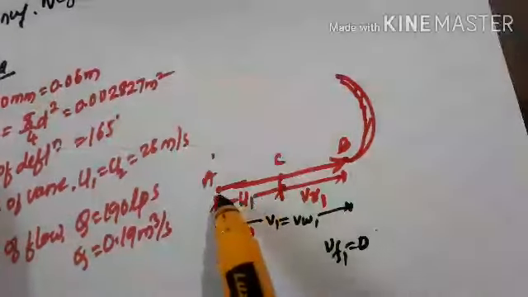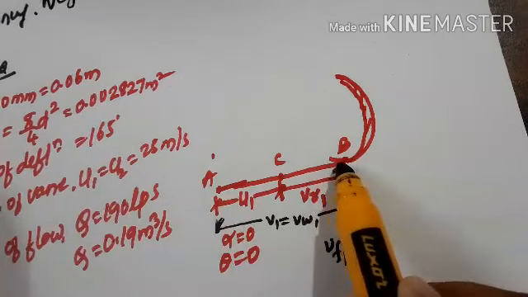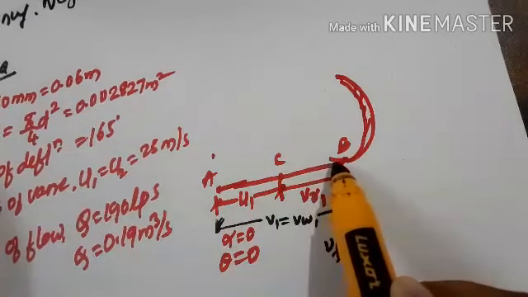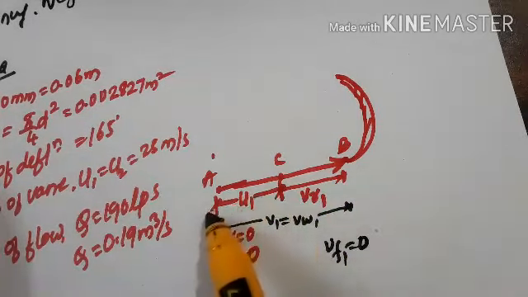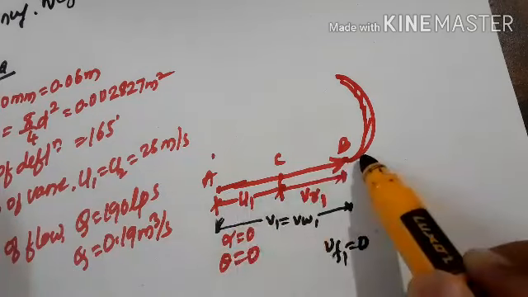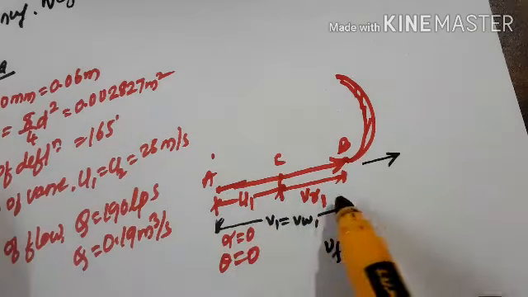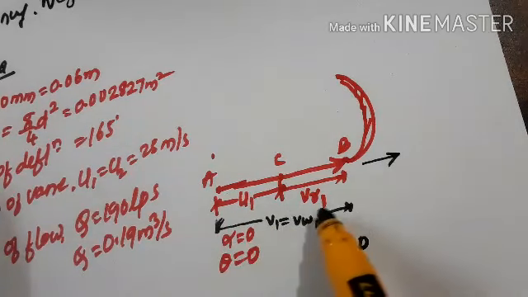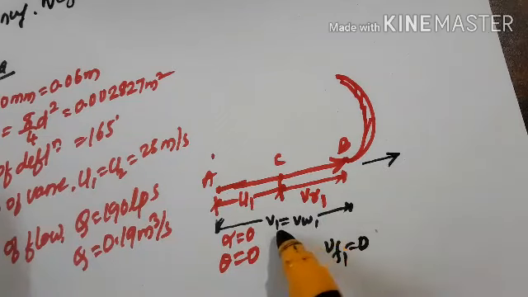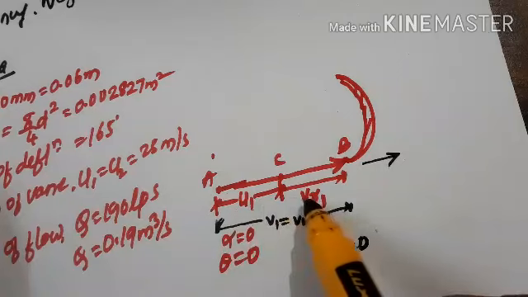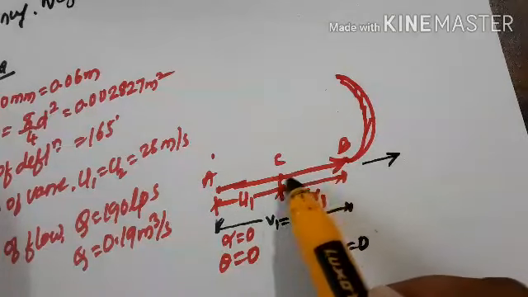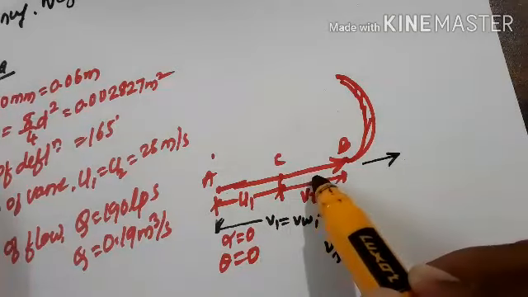Since the inlet velocity triangle is a straight line, we can mark only the velocity of the vane, because the vane is moving in this direction, and the total velocity, the absolute velocity, will be V1. So V1 equal to VW1, and VR1 is the relative velocity, that is V1 minus u1, which can be represented as the line CB.